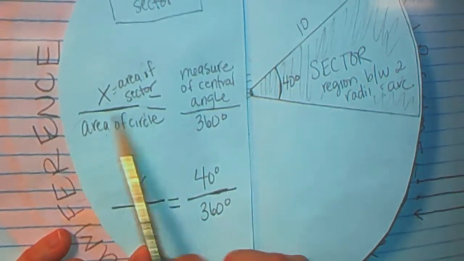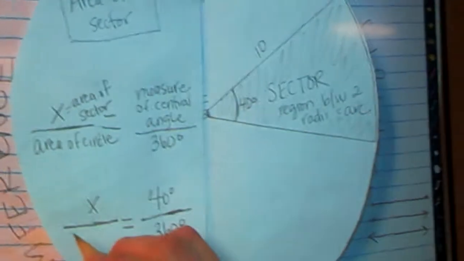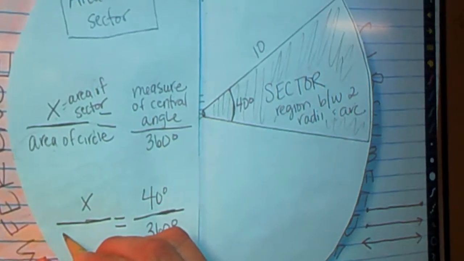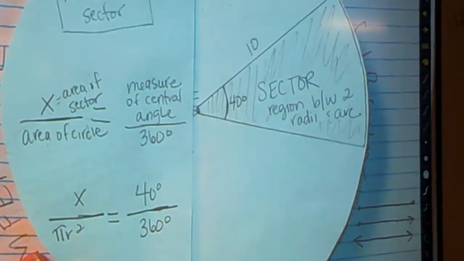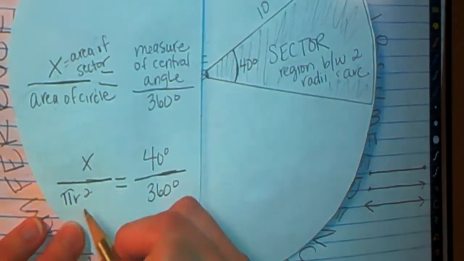We need to find this first. How do we find the area of a circle? There's a formula. 2 pi r. Yeah. It's pi r squared. Then we can plug in the radius that we have, which is 10.